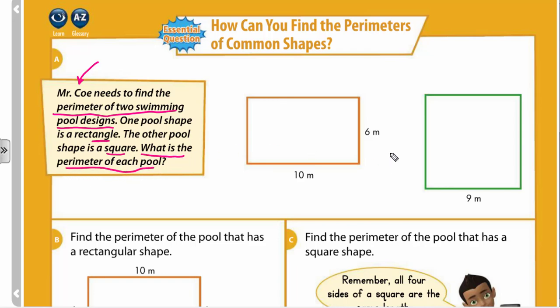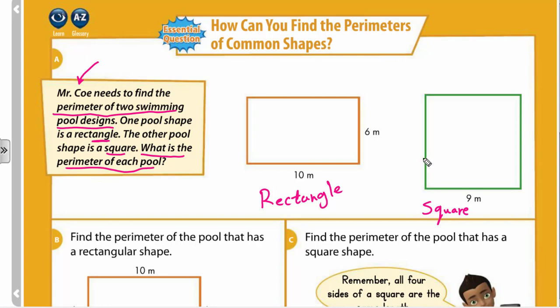Okay, thank you, Ziad. As you can see, my heroes, here we have a rectangle. This one is a rectangle. And the other design is a square. And what we need to do is find the perimeter of each one of these two. But before we start, I want to discuss with you the main properties of the shapes. What is the difference between these two designs, rectangle and square?